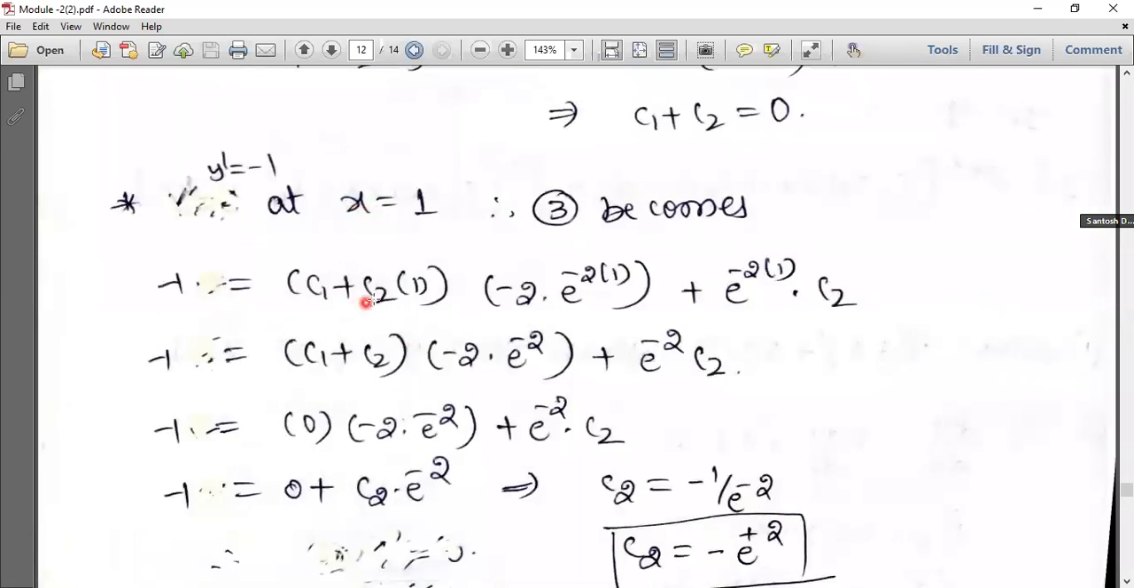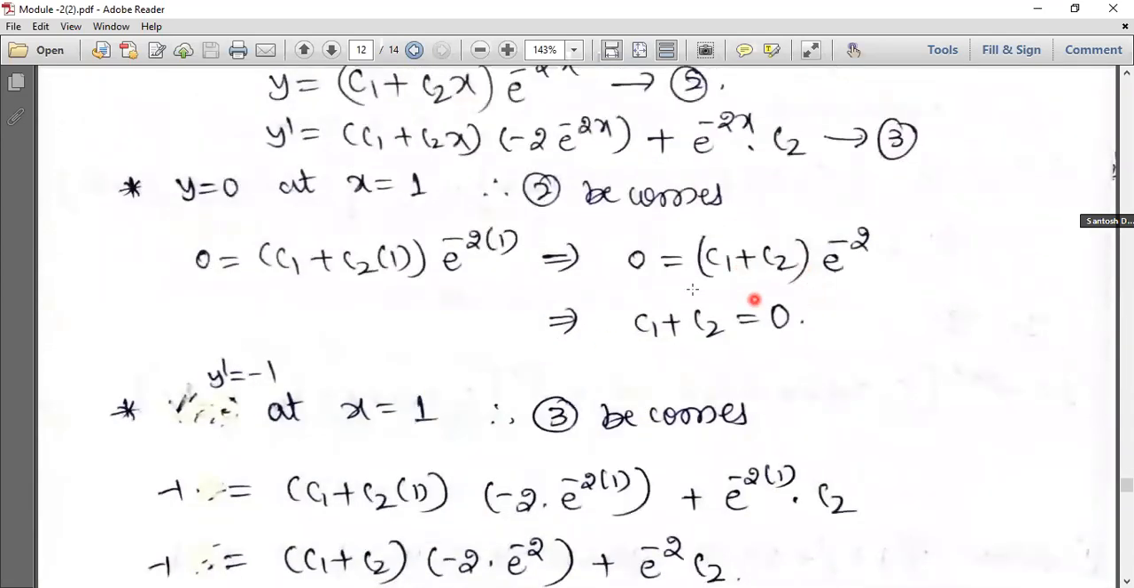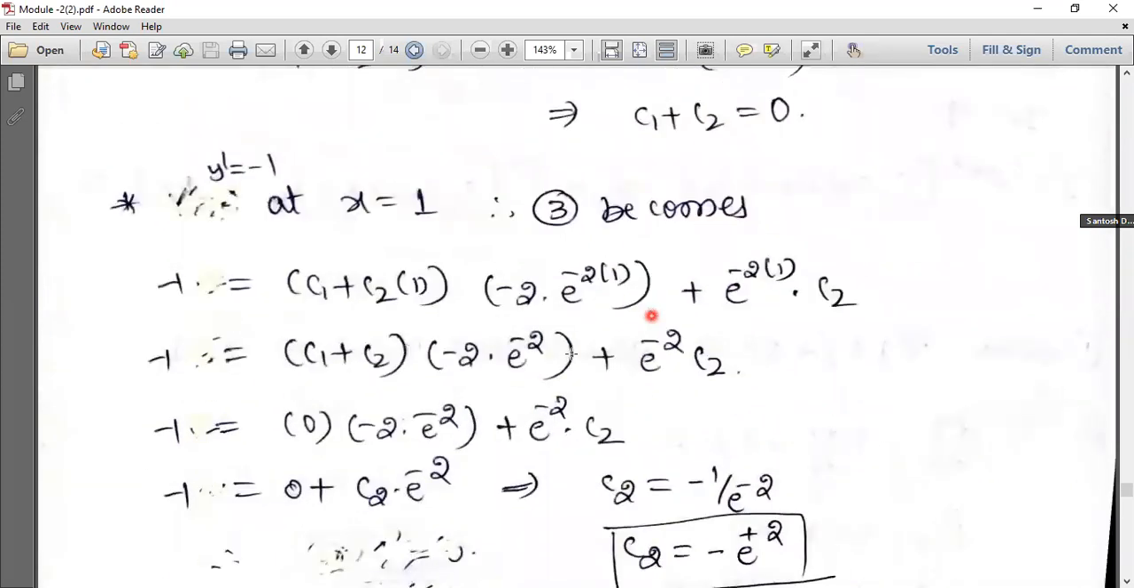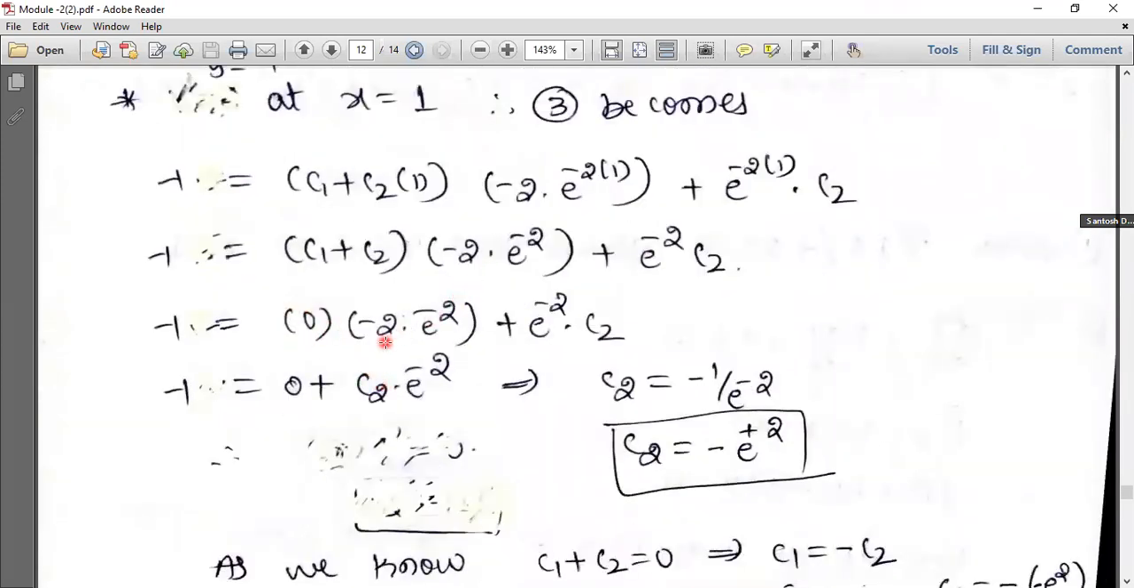So that is (C1 plus C2 of 1) into minus 2 e raised to minus 2 into 1, plus e raised to minus 2 into 1 into C2. Minus 1 is equal to (C1 plus C2)(minus 2 e raised to minus 2) plus e raised to minus 2 into C2. You can see from this equation, C1 plus C2 will be 0, so this entire thing will be 0. That I have written as 0, plus C2 e raised to minus 2.